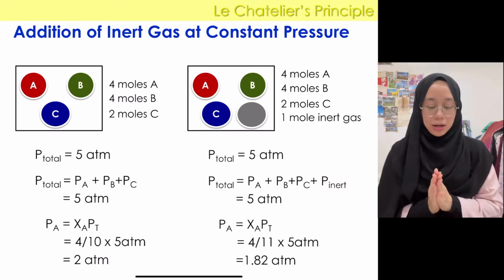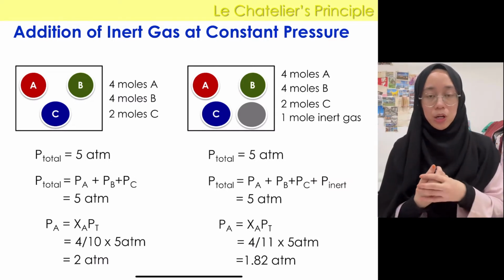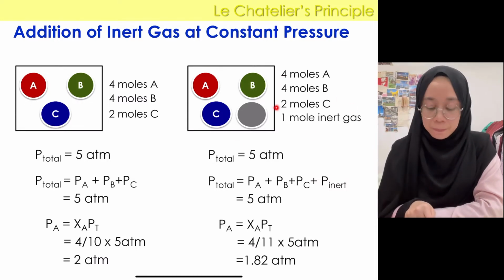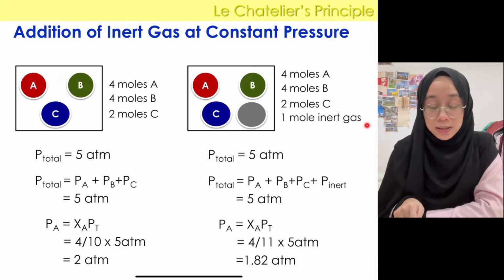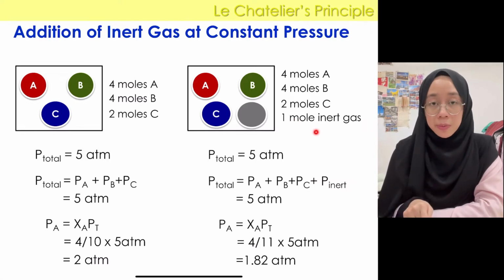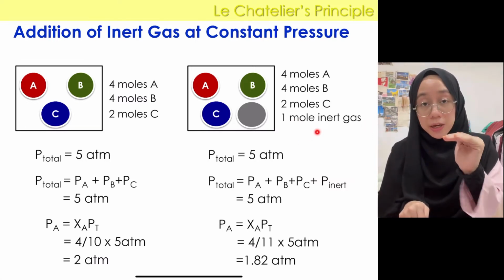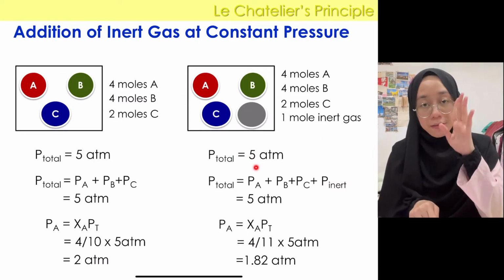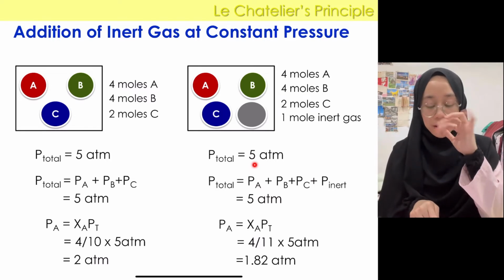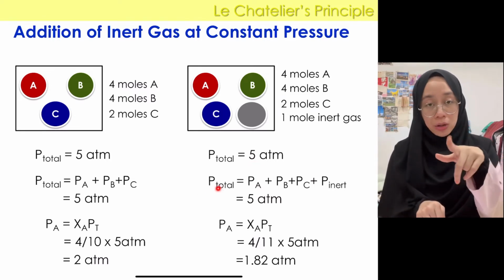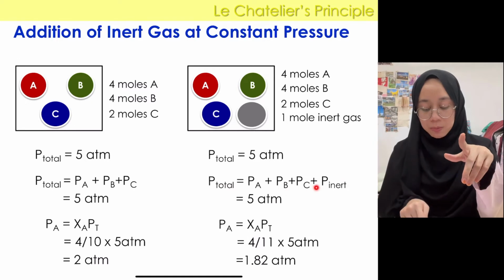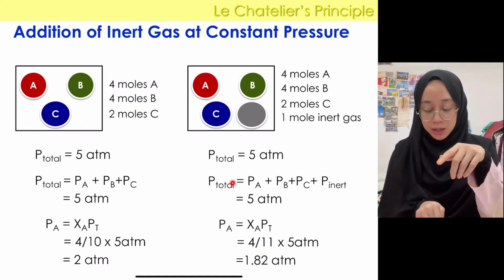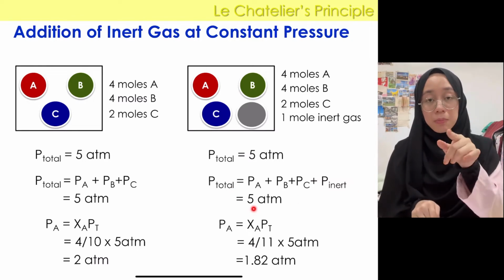Okay, and then what happen next adalah kita kacau sistem tu. So sistem tu kita tambah inert gas. So kita tengok pula situasi yang sebelah kanan ni. 1 mole of inert gas kita tambah to the system. Tapi remember, this one adalah at a constant pressure, right? Bermaksud the P total for this particular system still remain 5 atm. So P total kita adalah PA plus PB plus PC plus P inert, partial pressure of inert gas sendiri. Keempat-empat ni kita totalkan, kita tetap dapat 5 atm.